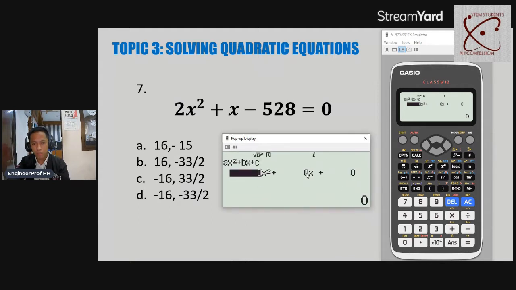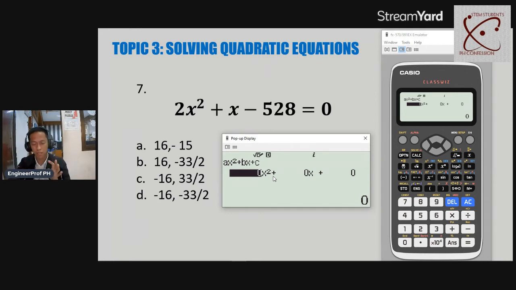So, here, if you notice, our constant 528 is on the left side of the equal sign. So, if 528 is on the right side, you have to move it to the other side so you can input it correctly. As you can see, the form is ax squared plus bx plus c. Okay? The constant is inside, not outside of the equal sign.